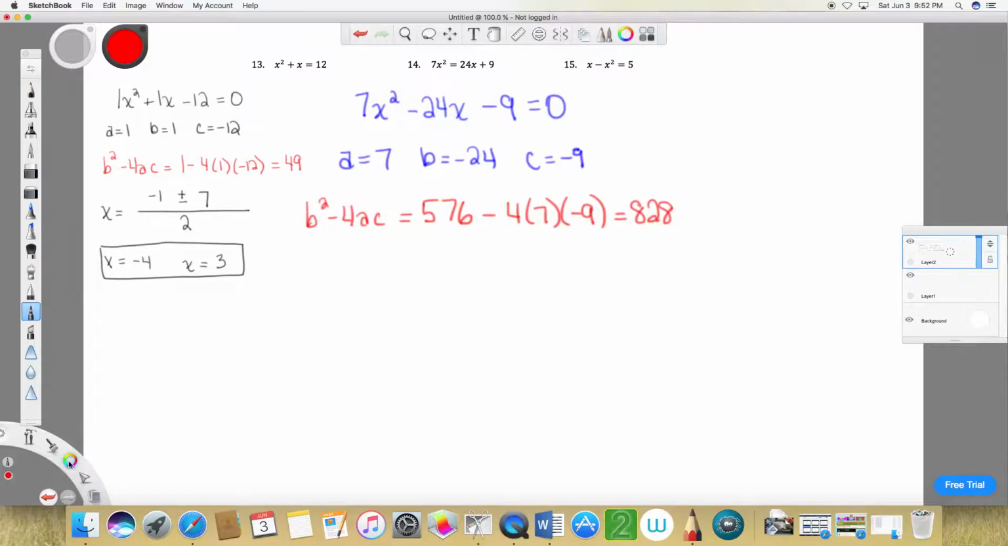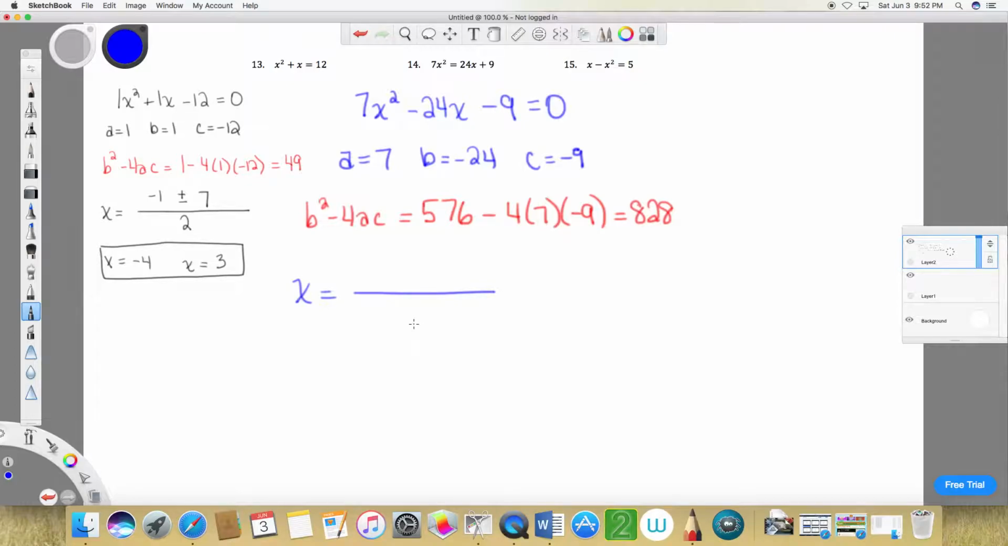And the directions also said it wanted exact values, so I can't jump to a calculator and give a decimal number as an answer. I'm going to have to give my answer in radical form, which also means reducing it. So let's go to the quadratic formula.